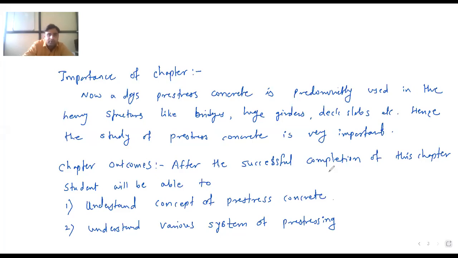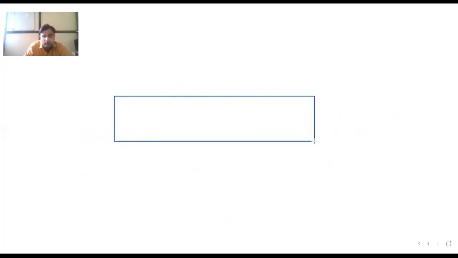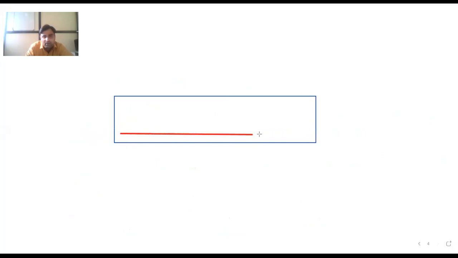So now, suppose this is the beam. Okay, this is the beam. Generally, what we do is this. Now suppose this is the reinforcement. In normal reinforcement, you leave some space for the clear cover at the side and at the bottom also, and then this is your reinforcement.